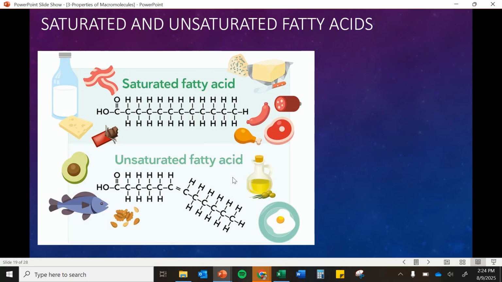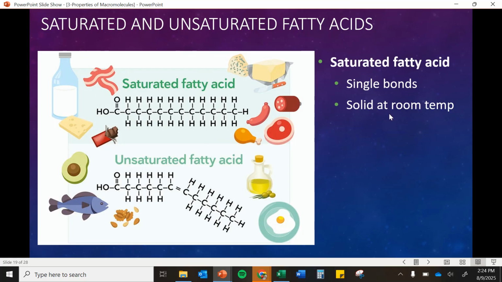So the big difference between our saturated and unsaturated, our saturated have single bonds, is their state at room temperature. So saturated fatty acids, saturated ones will be solid at room temperature. I think of butter as an example. If you take a stick of butter and you leave it out of the fridge, it's going to still be soft.